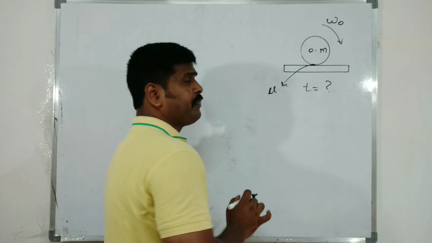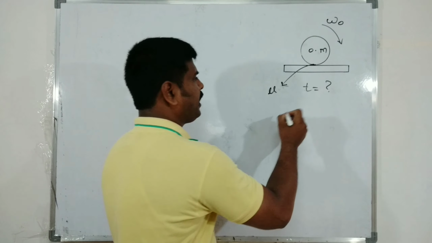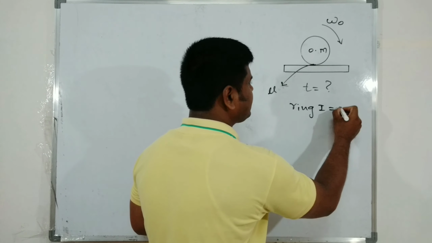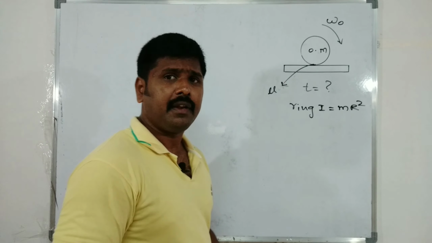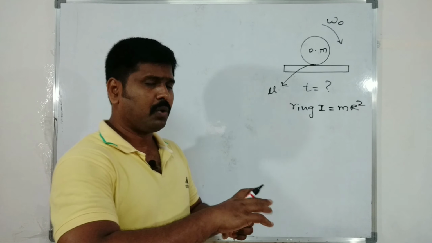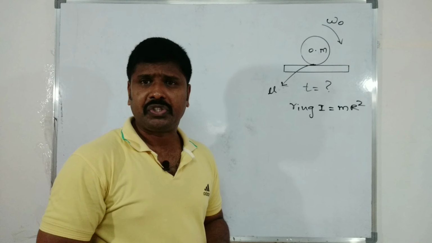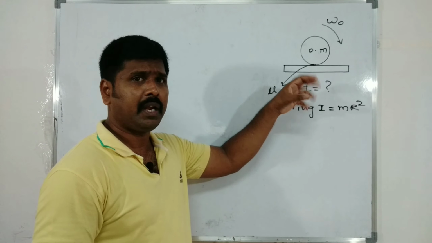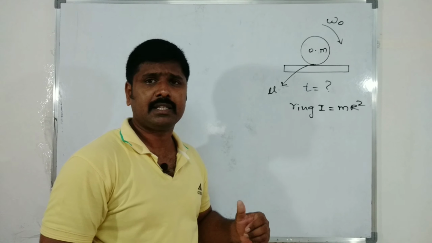See and try to understand. First, the ring is rotated. So this is the ring. The ring's moment of inertia is m r square, where r is the radius. Try to understand one thing: first rotate the ring, and then keep it on the rough horizontal surface.